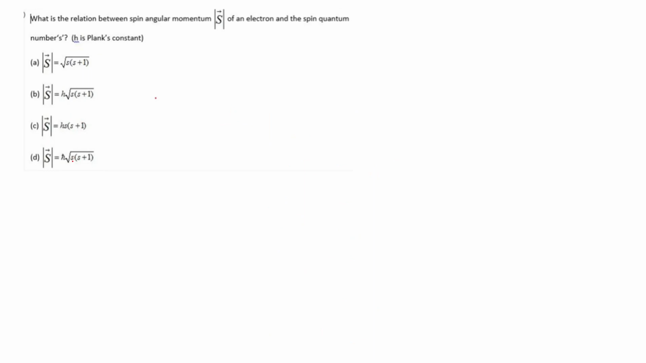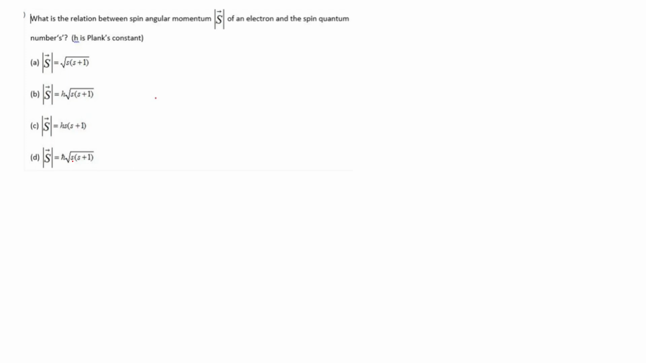We'll go to the last question of this section, today's section. What is the relation between the spin angular momentum S of an electron and the spin quantum number? Okay, so the options are like root of s into s plus 1, h into root of s into s plus 1, and h s into s plus 1, h cross into root of s into s plus 1.